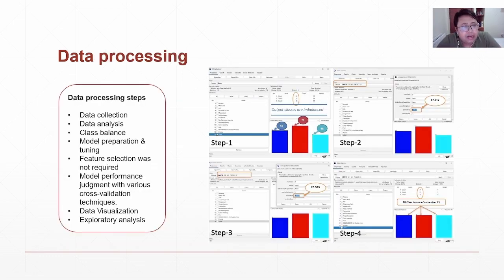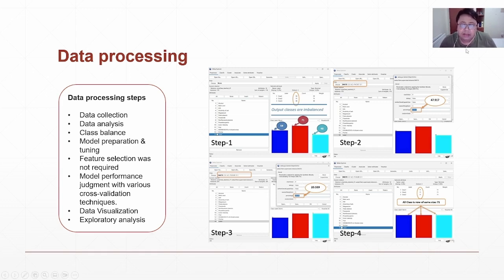We followed the standard procedure of data processing. So we collected data, analyzed it, balanced the data. We prepared the model, and we did the feature selection for this research. We visualized the data and we concluded with some results.